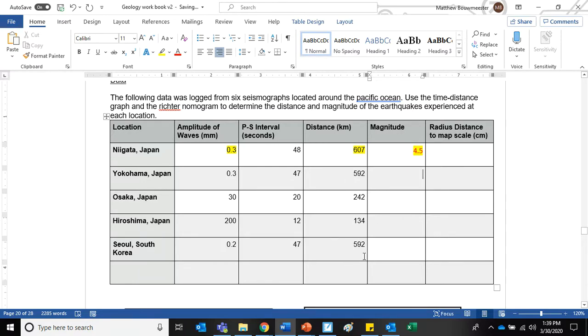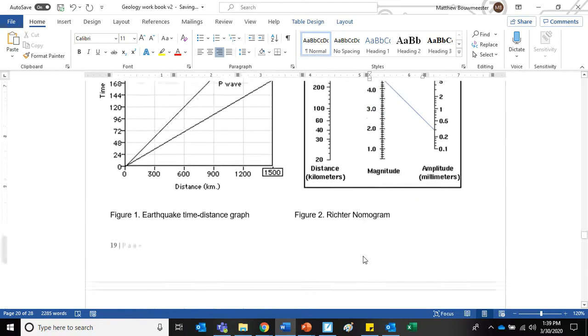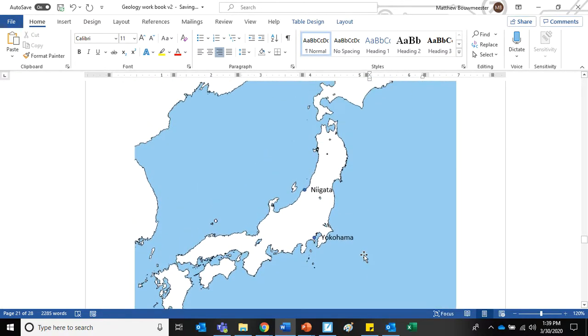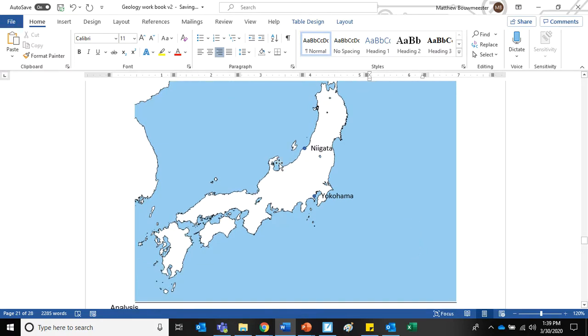Now, this is harder because if we go down to my map, I did not give you a scale, and I didn't give you any of the cities. So you need to place the cities, and you need to figure out the map scale. The map scale, I already did for you.